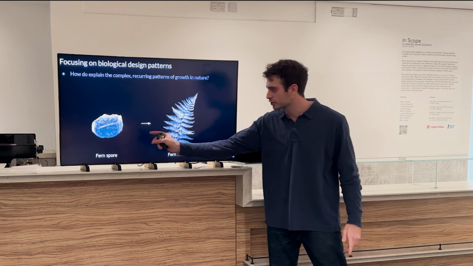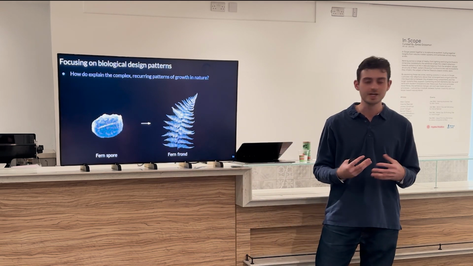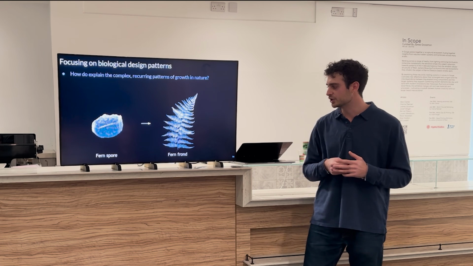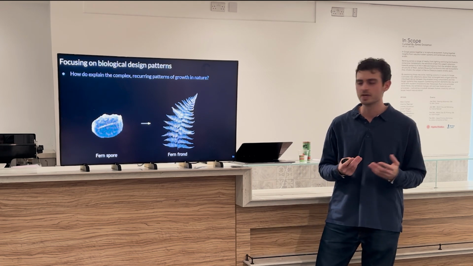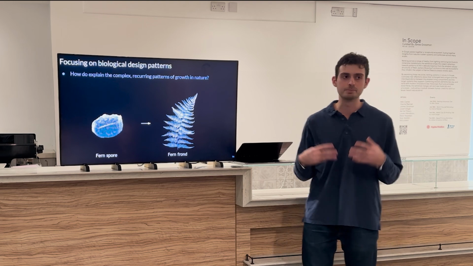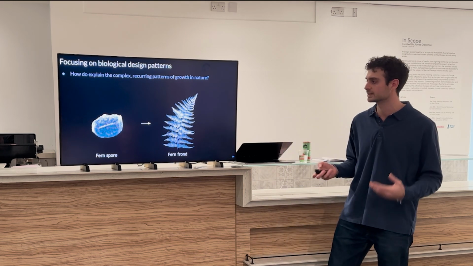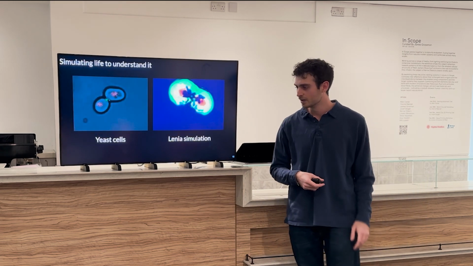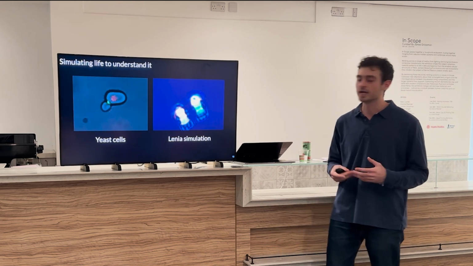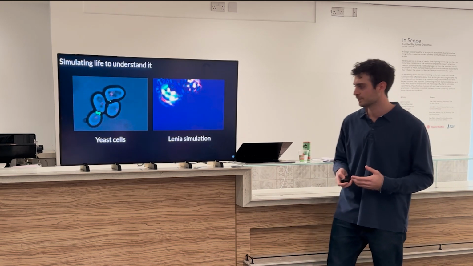So this is a microscopic fern spore that will then form this fern frond. We used to think that these shapes were just down to things like fractals, but that's a very top-down view. What I want to get into in this talk is the bottom-up approach that leads to this kind of complexity. And so one of the things we can do with these computational techniques is try and simulate life in order to understand it better.